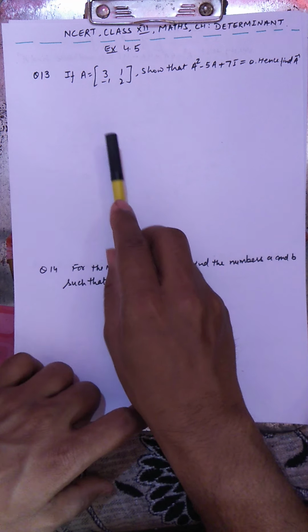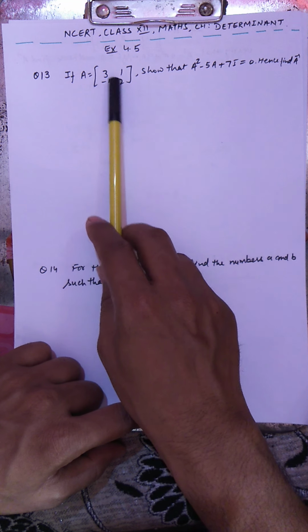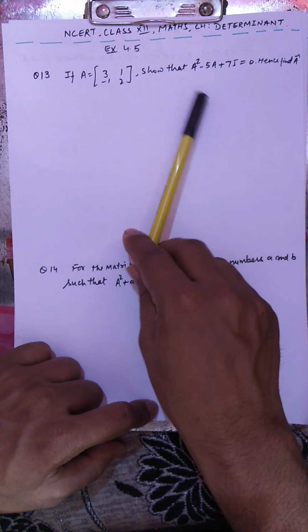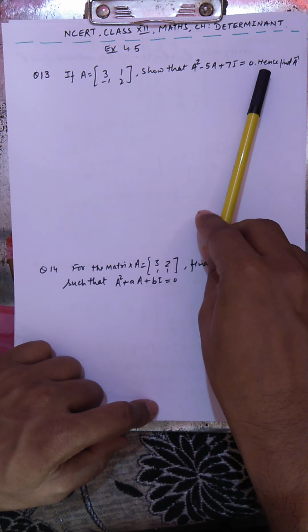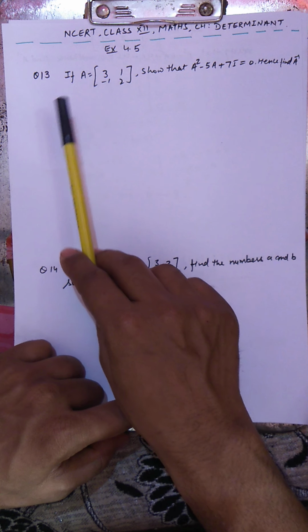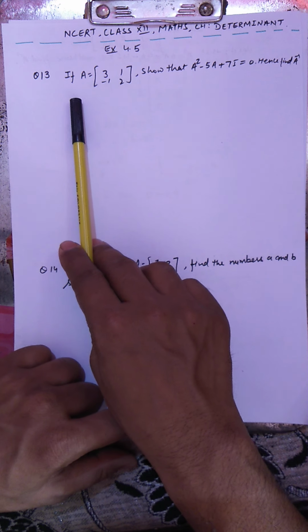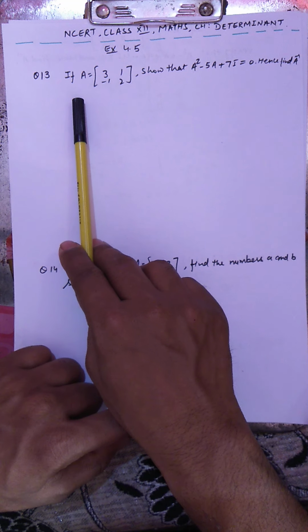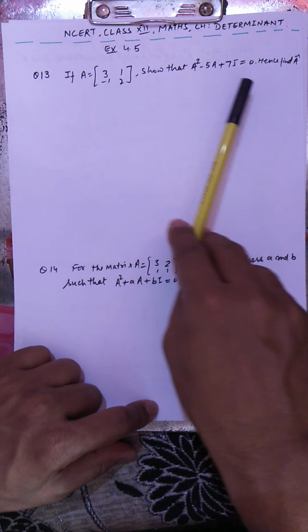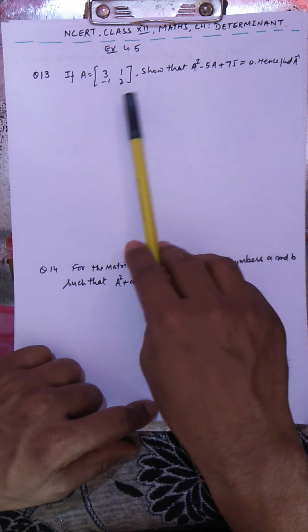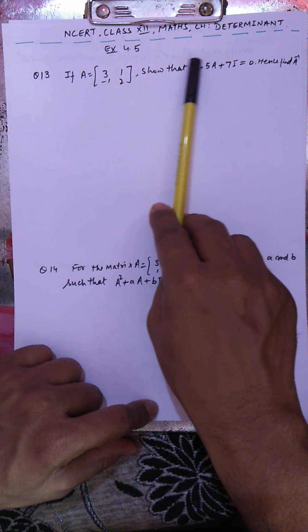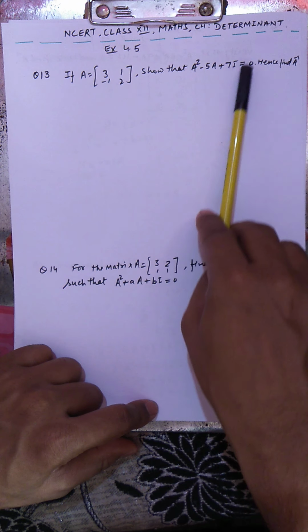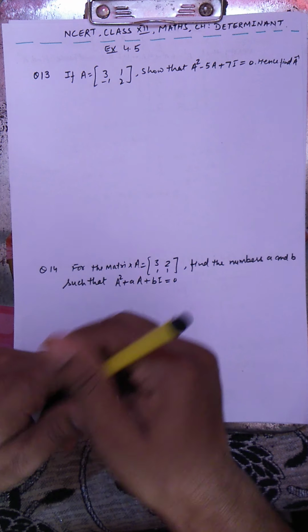We'll now discuss question number 13. A is given as the matrix 3, -1, 1, 2. Show that A square minus 5A plus 7I equals 0. Hence find A inverse. This type is really very important. In the exam it normally comes. Hence means you do not actually have to find the inverse through the formula. Hence means using this equation you have to find A inverse. So let's begin with this.